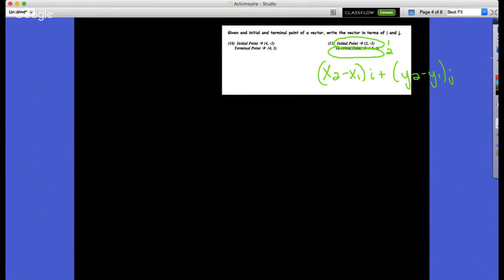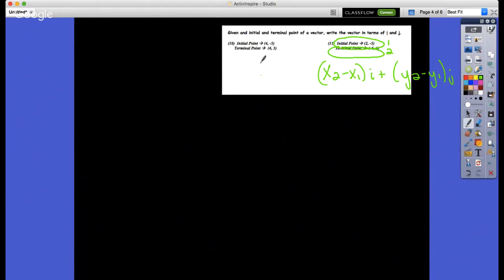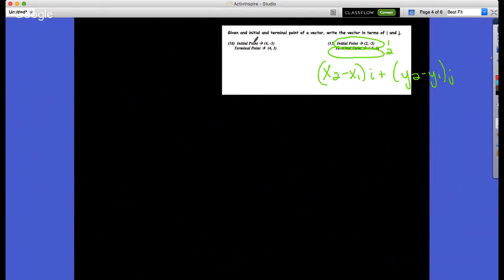Perfect. Let's do number 10. Okay, so yeah, this is perfect. This is actually what we just said. So x2 minus x1, right? Remember that the terminal is always number 2, and the first one, or 1, is always the initial. That's like my starting. So in this, the x2 would be 4, and the x1 would be 4. So it should be 4 minus 4. That's my i. And my y would be 3, which is y2, minus negative 5.